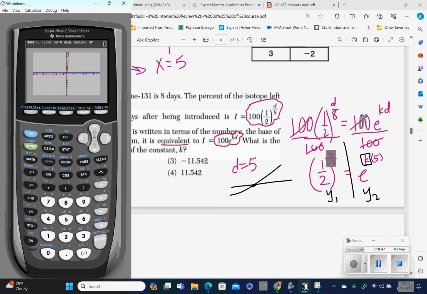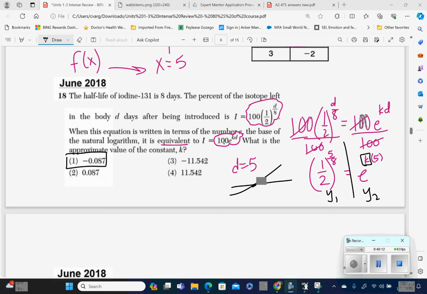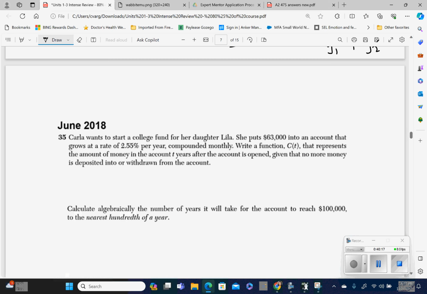Okay, so it looks like it intersects at a very small number, so it's not 11 or negative 11. So now all I do is second, trace. Option number 5 is intersection. I'm going to go to around where it is, enter, enter, enter, and it's going to give me our answer, negative 0.087. So our k, aka our x, is negative 0.087. Done. Okay, next one. For that one you have to be a little creative. We could do it. All right.